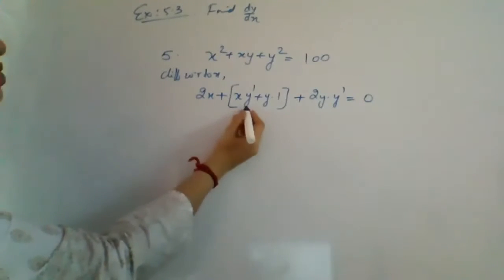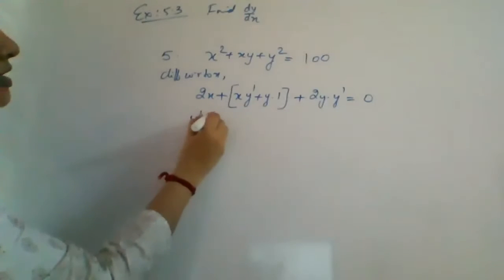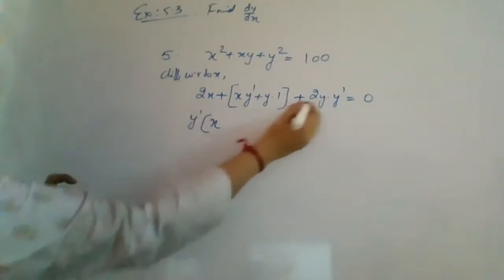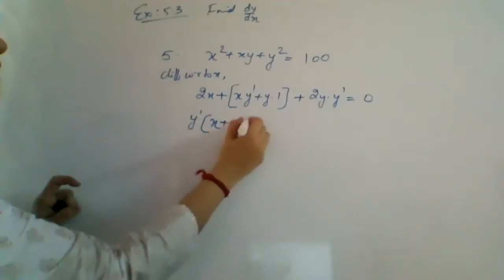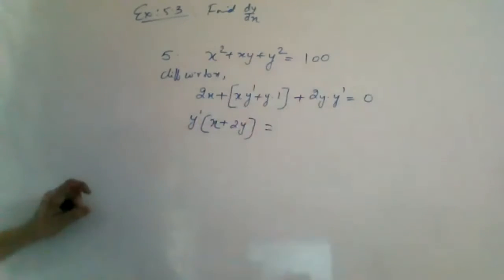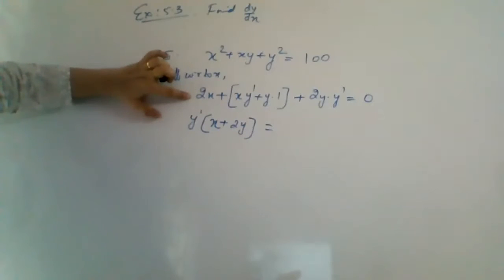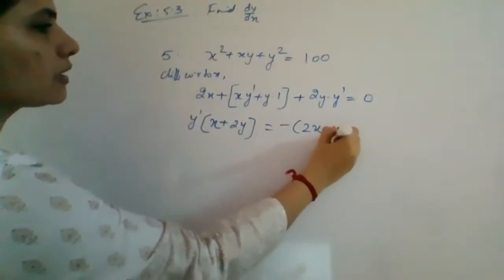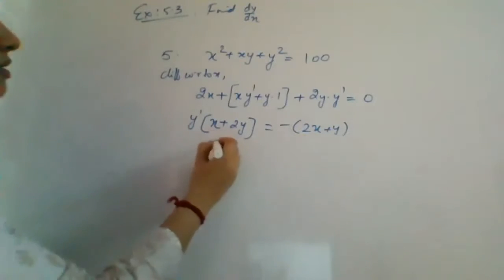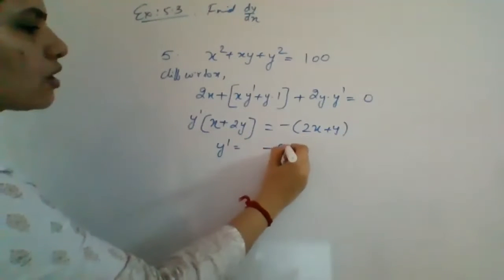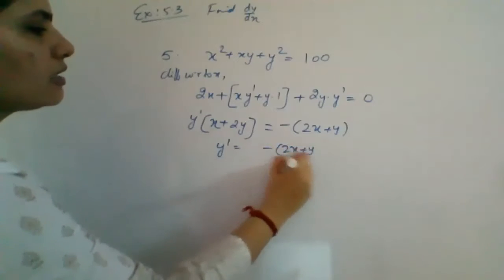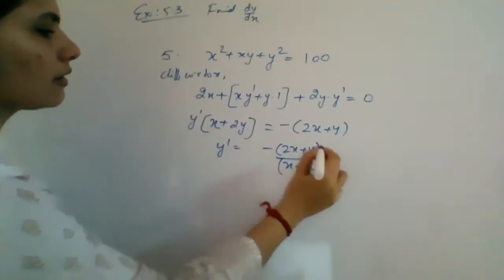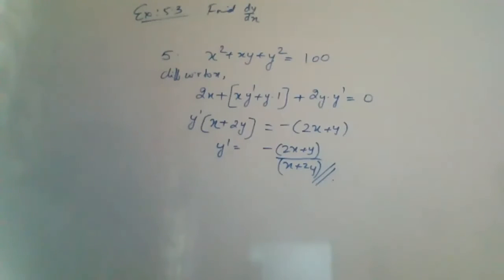It is a constant, so derivative of a constant is 0. So here you are getting two terms of y dash. Just collecting the terms, y dash into this will give you x plus 2y. Remaining to the other side, how many terms are there? My 2x is there, y is there. So you'll get minus of 2x plus y. Both are positive, no? So y dash is equal to minus of 2x plus y divided by x plus y. Okay.